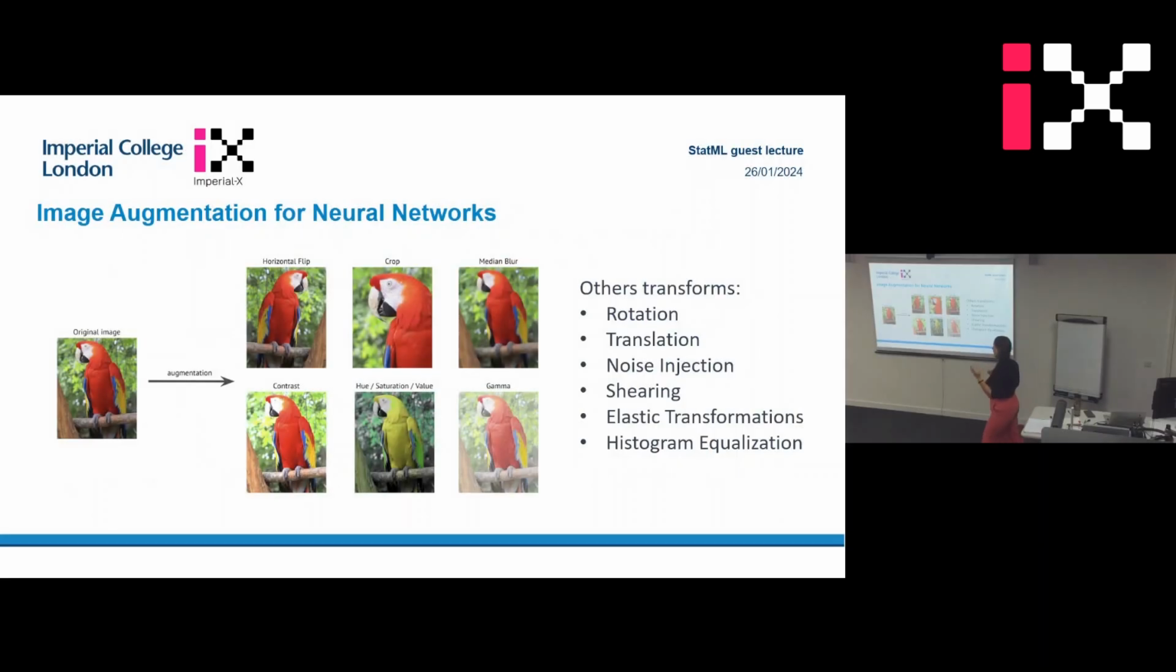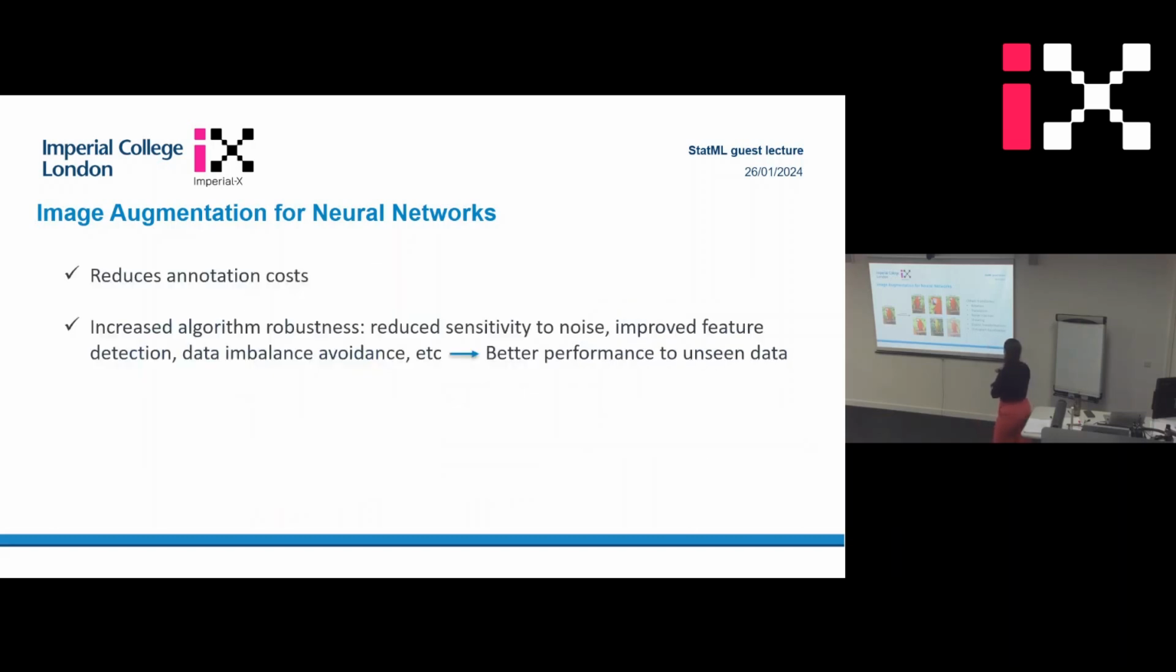Small mini tutorial of how you usually do data augmentation for images. So the idea here being you can do all kinds of things with the images. That does not mean that you want to do everything, because sometimes it will make sense to do something and some other times it won't. You can do rotation, translation, shearing, injecting noise. And the idea is that you want to reduce the annotation cost.